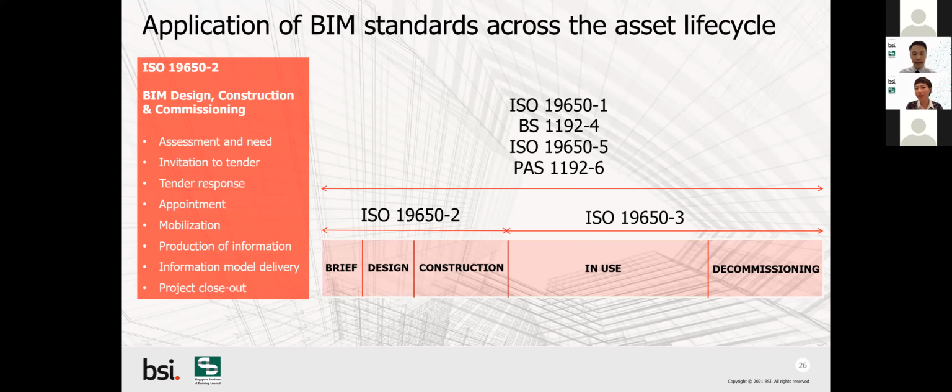Now we look at the asset life cycle from brief to decommissioning. I just mentioned Part 2 covers brief, design, and construction. What happens when the project is handed over to the in-use state? Then 19650 Part 3 kicks in. This is asset management, and it handles the in-use to decommissioning stage. Part 1, being guidance and principles, stretches across the asset lifecycle, and Part 5, BIM security mindedness, stretches from brief right down to decommissioning. We can't have Part 5 starting in just construction. It has to be across the whole project lifecycle. So this is how you use BIM standards across the asset lifecycle. Next, please.